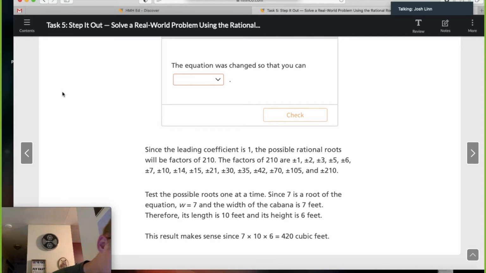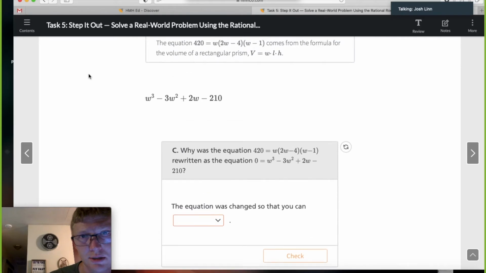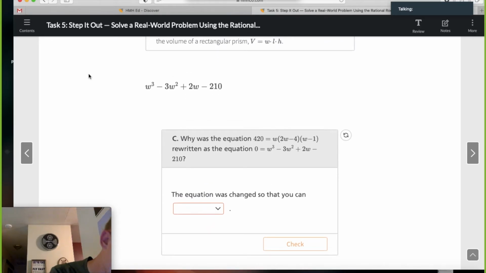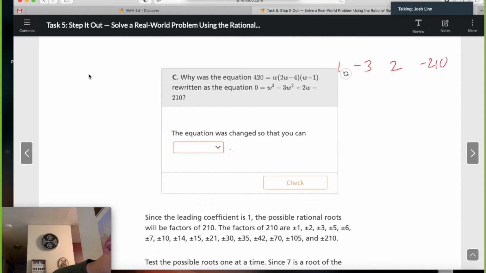So now we need to start testing all of these possible roots. Hopefully we find one towards the beginning, and we don't have to do a whole bunch of crazy ones. So again, I'll get you started. So if we do our chart, our coefficients are going to be 1, -3, 2, negative 210. And I'm just going to start with positive 1, start making my way through.